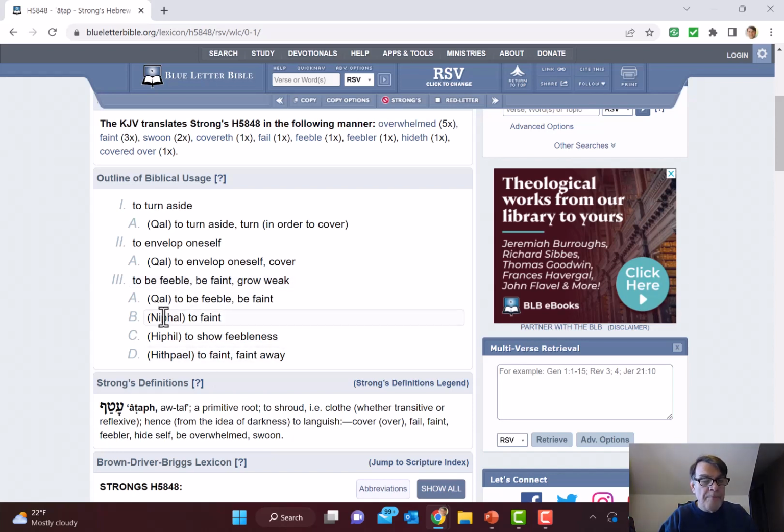So in the Niphal stem, it means to faint. In the Hithpael, it means to show feebleness. And in the Hithpa'el, it means to faint as well. And you might say, well, why would the Niphal and the Hithpa'el have the same meaning? Ours is not to question why. Ours is just to memorize or die.